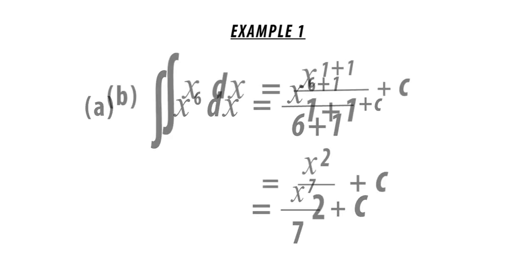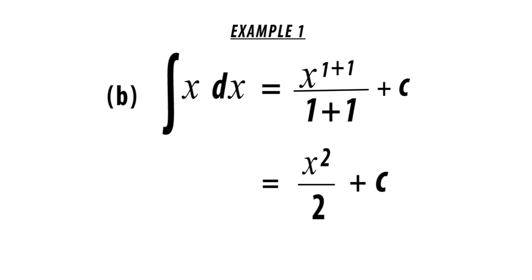B. We want to evaluate the integral of x dx. So the integral of x dx is equal to x to the exponent 1 plus 1 divided by 1 plus 1 plus c. That is when we use the rule. And that is equal to x squared divided by 2 plus c, where c is a constant of integration.